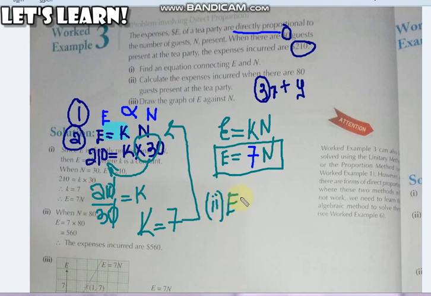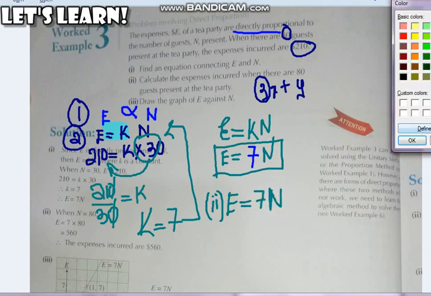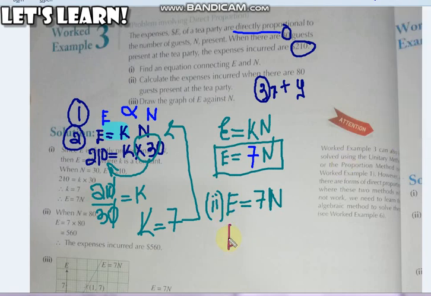E is equal to 7n. You need to calculate the expenses. आपको expenses find करने हैं. So you will copy the expenses down, E, as it is, equal to 7, the constant, multiplied by how many guests this time? So it's 80 guests. Multiply the two numbers. 7 80s are, so 7 8s are 56, and the 0 comes down along with it.